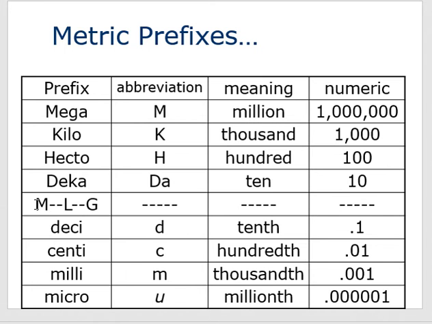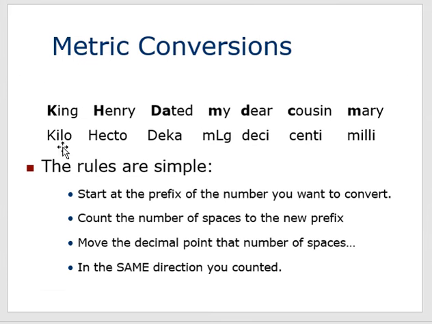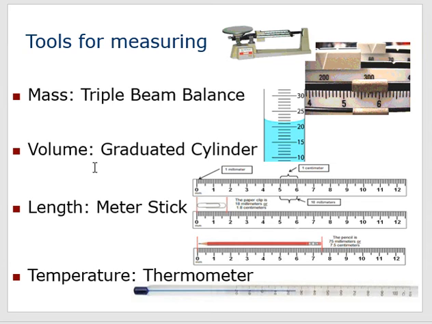All right. And so these values are incredibly small, and a micrometer is 1,000 times bigger than a nanometer. So all these factors come back to converting any unit using these 4 rules. Start at the prefix of the number you want to convert. Count the number of spaces to the new prefix in the direction that you're going, and move the decimal point in the same direction.